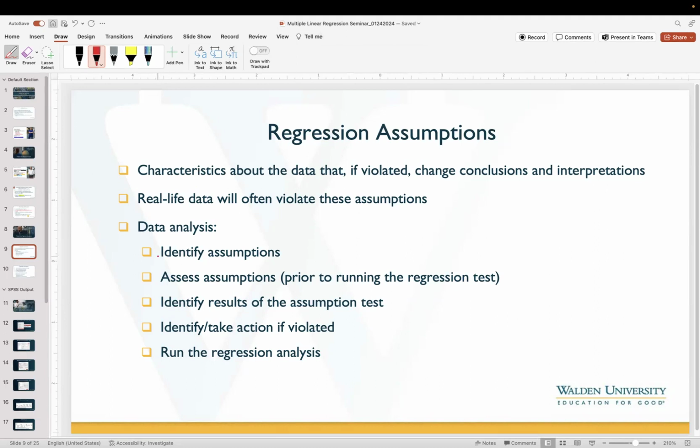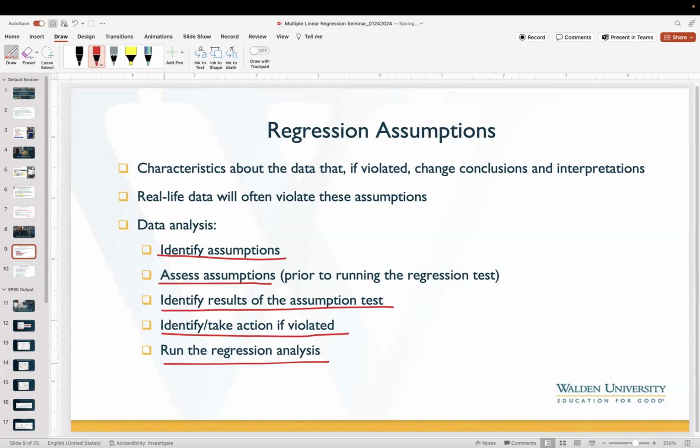So first of all, we have to identify them. What are the assumptions for a multiple regression test? Then we have to assess these assumptions prior to running the test. After the assessment, what were the results of the assumptions? Basically, did the data pass or fail? If the data fails, tell me what action you're going to take. Take the action. Now we basically clean the data up. Now you run the regression analysis. So this is a process that you would follow regardless of your statistical test, if that makes sense, okay?